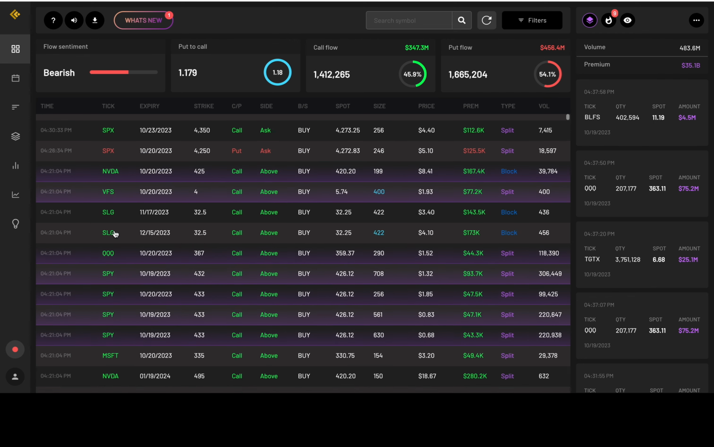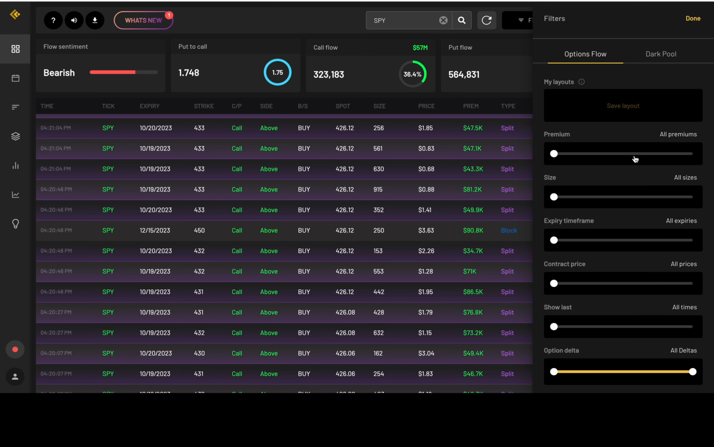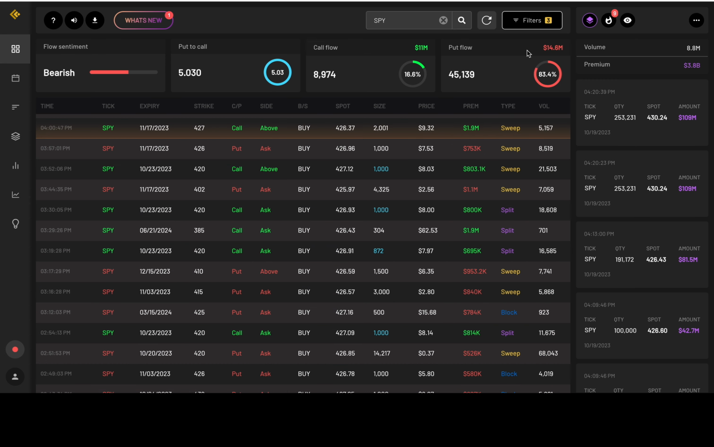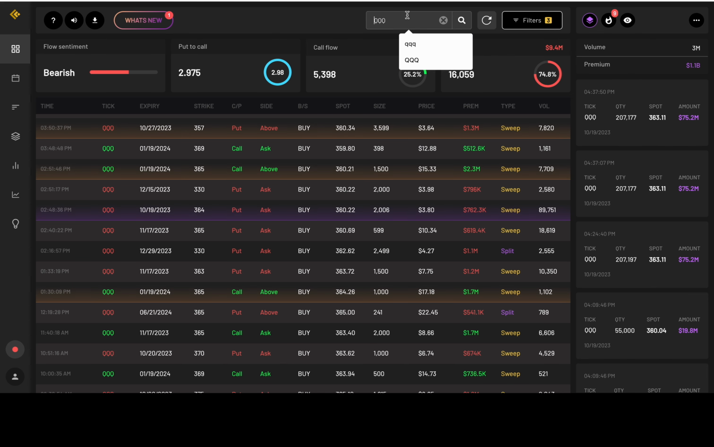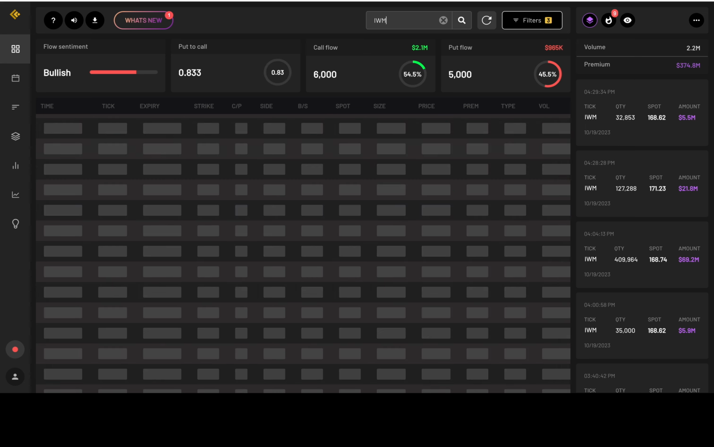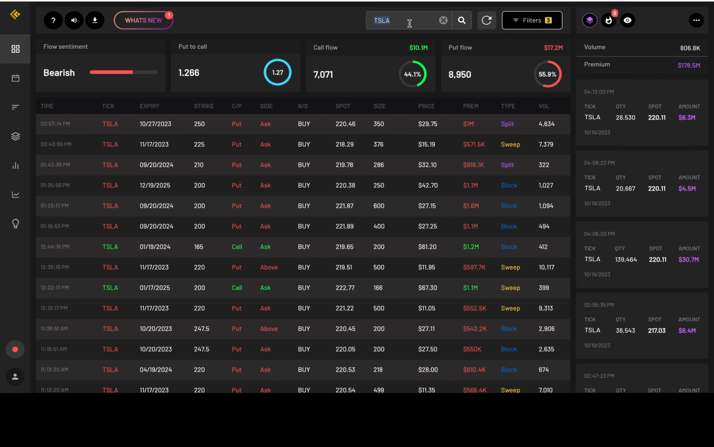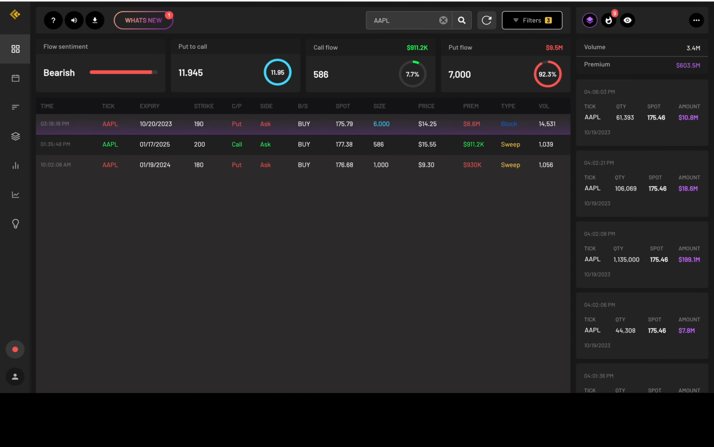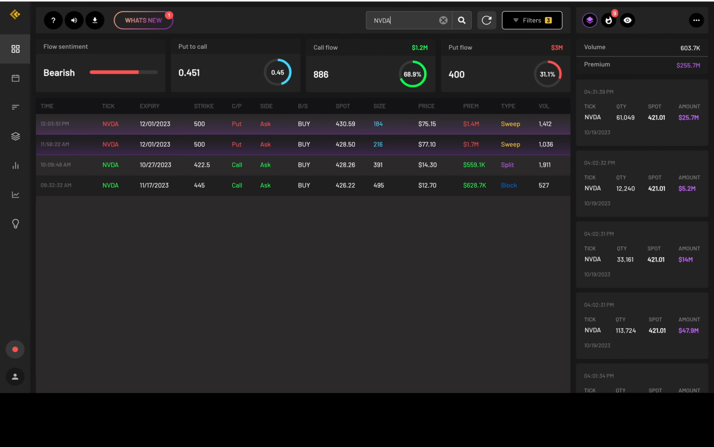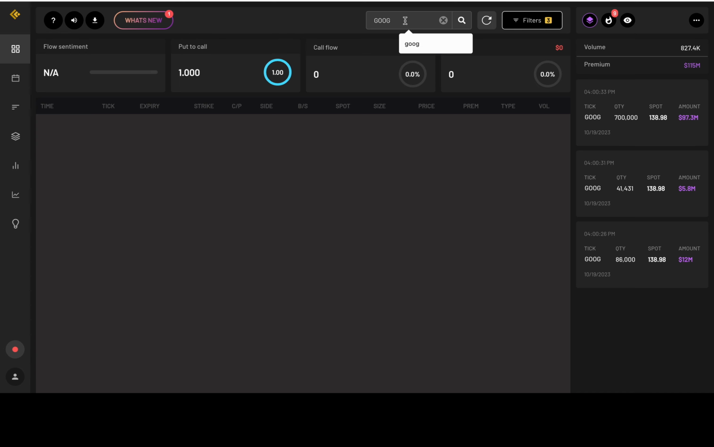Here is SPY. Check the 500k premiums or above. It's bearish, guys. SPY option flow is bearish. Triple Q option flow is bearish. IWM, what? It's kind of bullish. Uh-oh. Tesla is bearish, kind of bearish. Apple is bearish. NVDA is bullish. What? GOOG. Nothing for GOOG. And that's about it, guys.